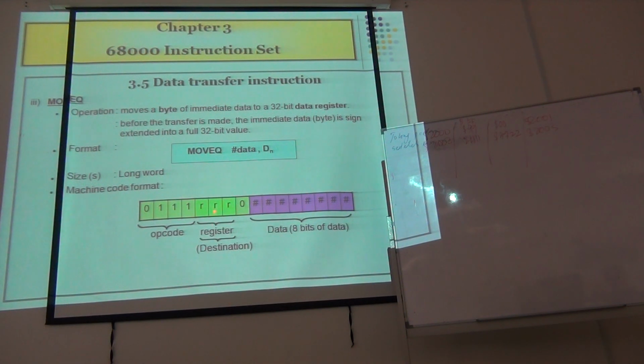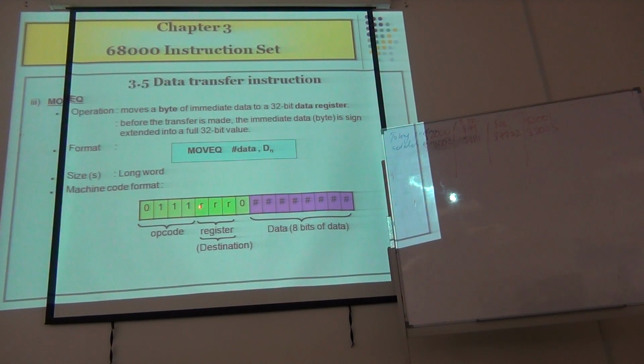So machine code format, let's try. This is not data sheet, but it's a part of it. Okay, let's try. The opcode is given 0111, register is RRR, 0 is given, that is its data, 8 bits of data. So how to fill up this one? You have already 0111, this is the 3 register destination.